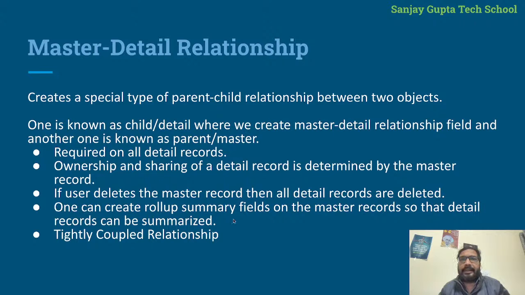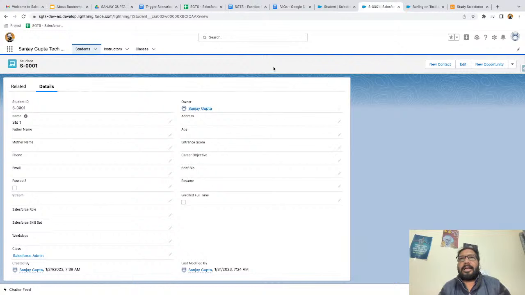And one can create a roll-up summary field on the master records so that detail records can be summarized. This feature is available with master detail field only. It is not available with lookup. And it is tightly coupled because if you delete parent, all child will be deleted. So let's try to create this.